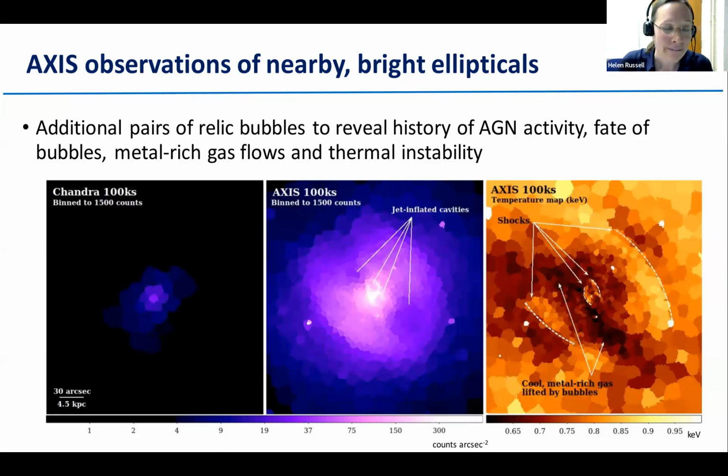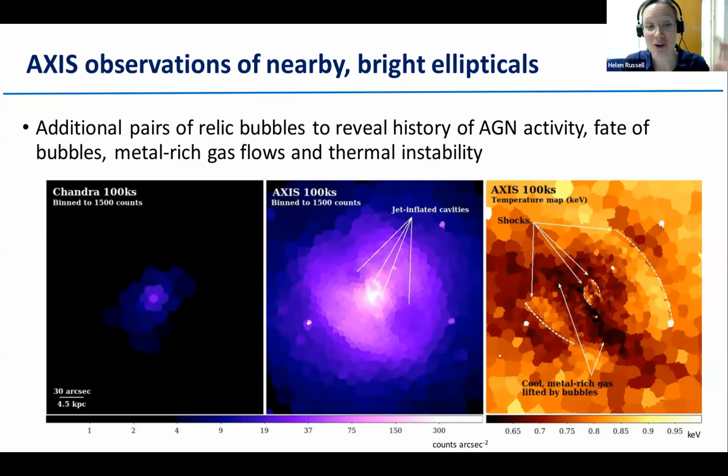So on the left-hand side, this is the Chandra 100 kiloseconds, and I've binned the image so there's 1,500 counts per region. This is the kind of number of counts we need to get at the gas properties. In the middle panel, the same idea again, but for AXIS.